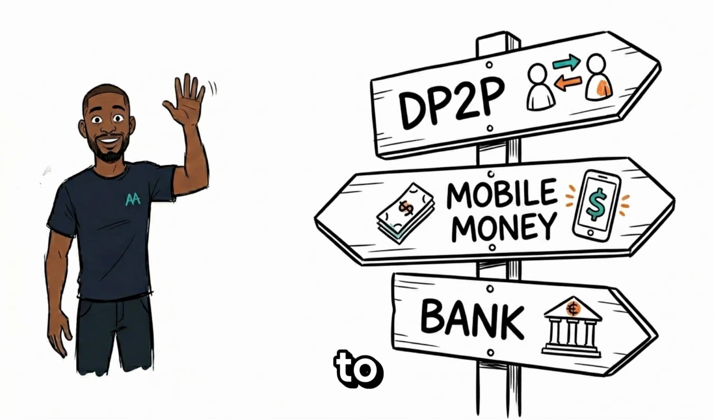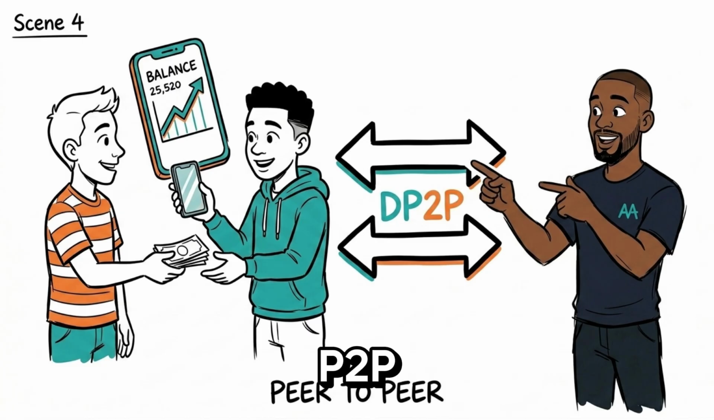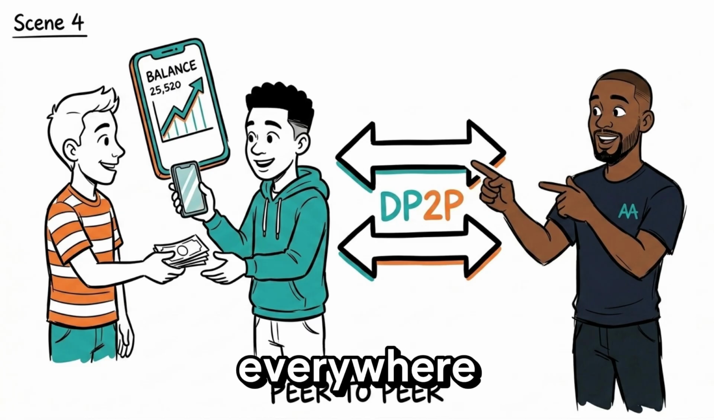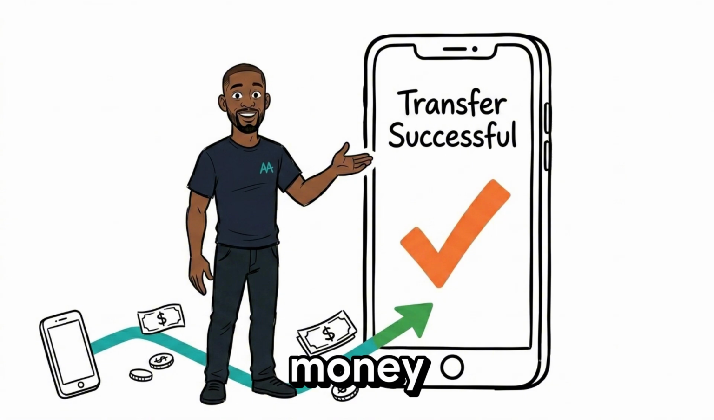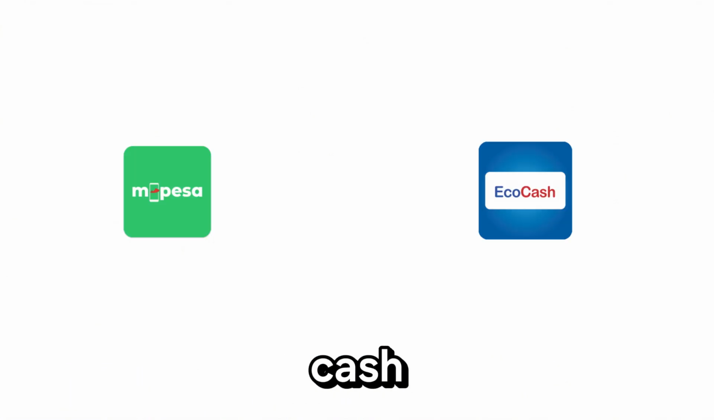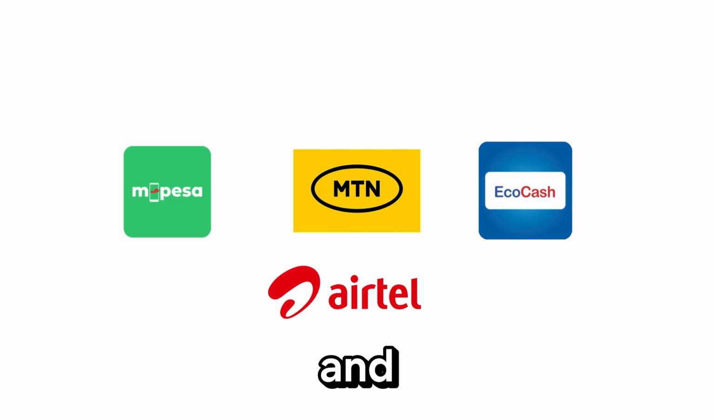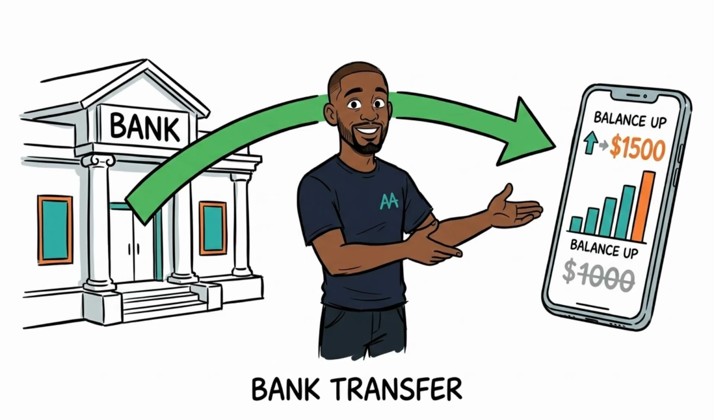There are three main ways to fund a Deriv account, and I'll show you all three so you can pick what's easiest for your country. Number one, DP2P, Deriv's peer-to-peer system, which works almost everywhere. Number two, mobile money: M-Pesa, EcoCash, MTN, Airtel. And number three, local bank transfer. I've put timestamps in the description, so if you only need one method, jump straight to it. But the safety section near the end applies to everyone.